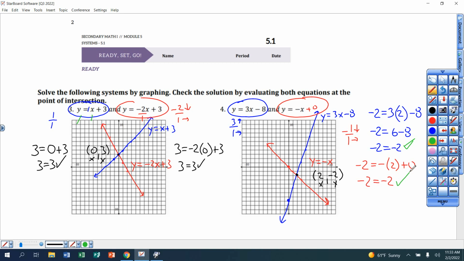So again, graphing 2 lines and seeing where they intersect, where they touch, that point will satisfy not just that one line, because remember, every point on a line satisfies that line's equation, but that point satisfies both lines' equations. It's called the solution to the system.